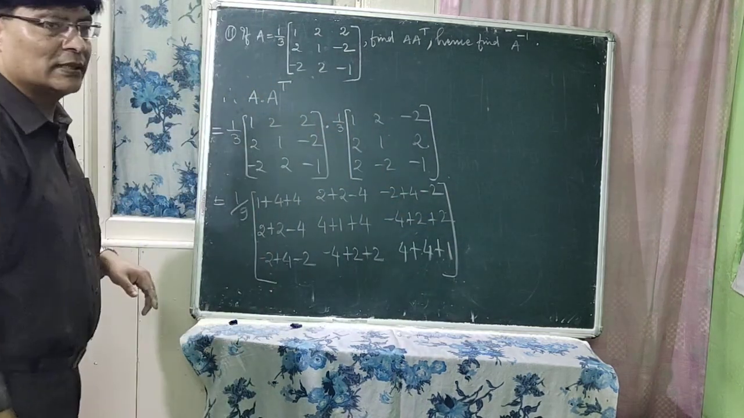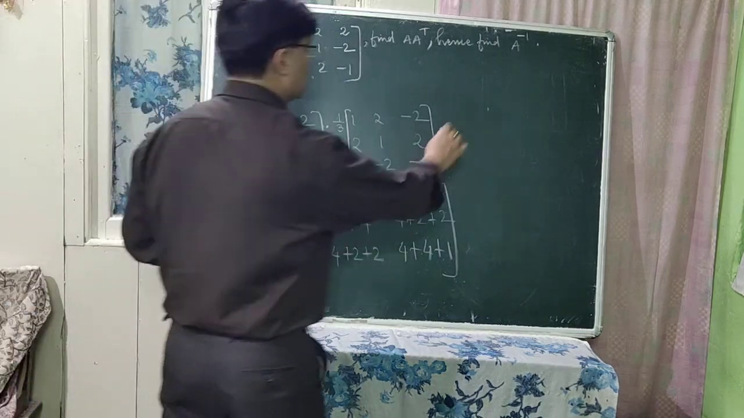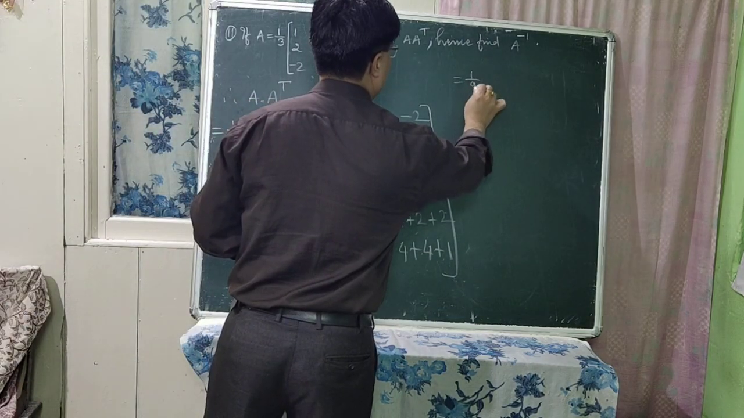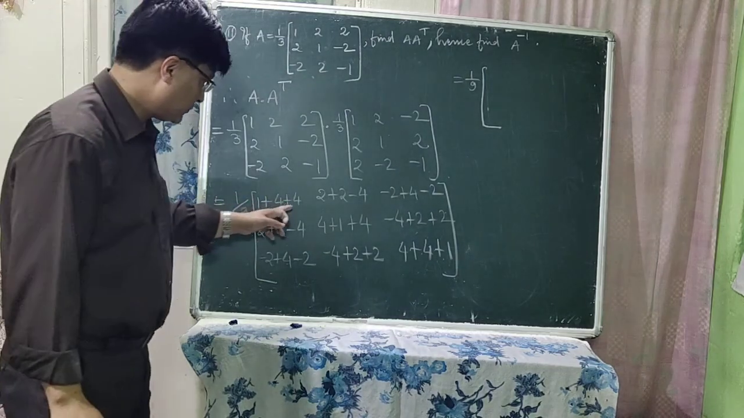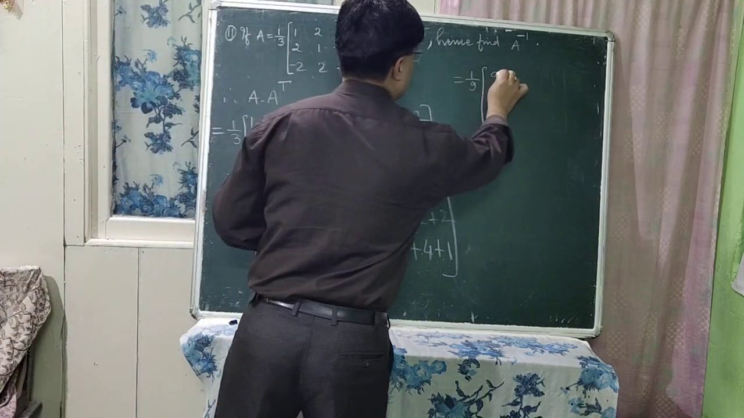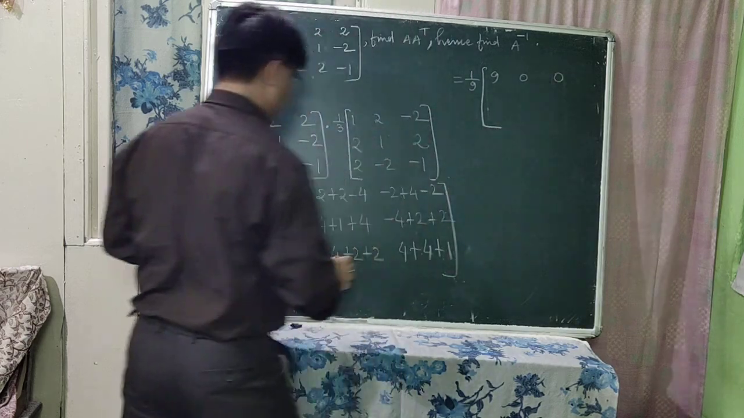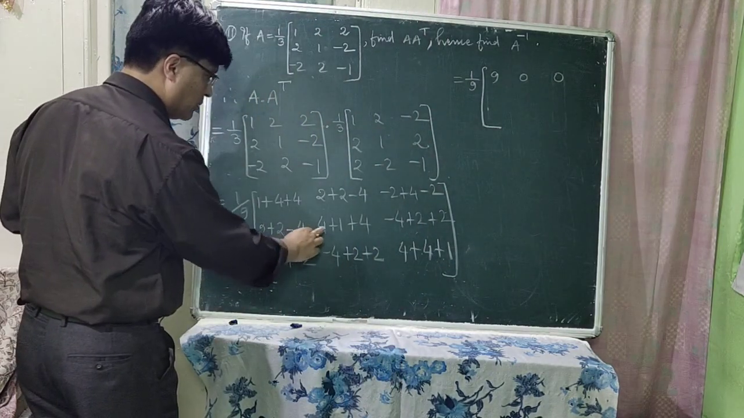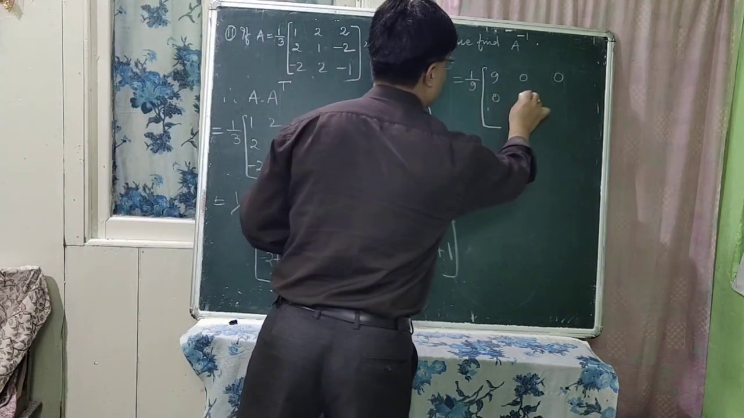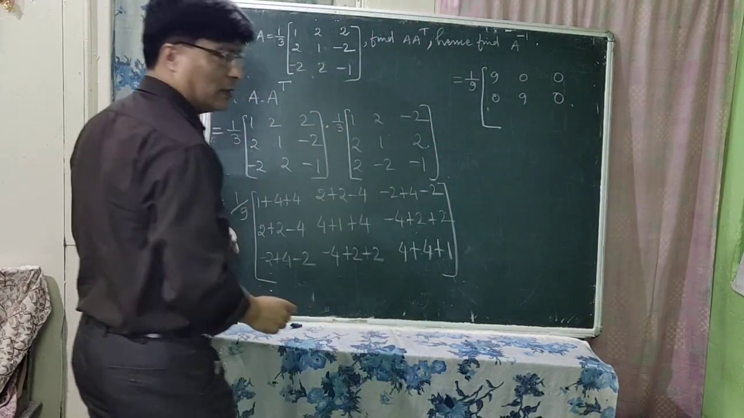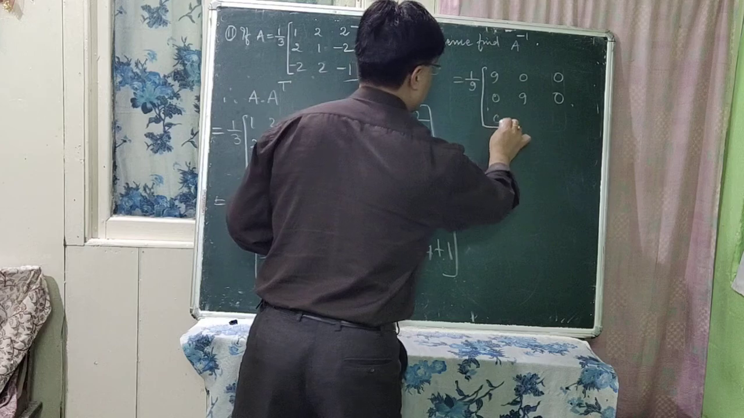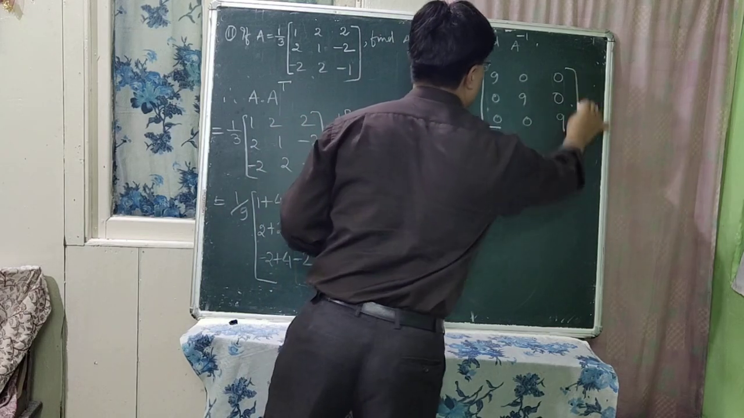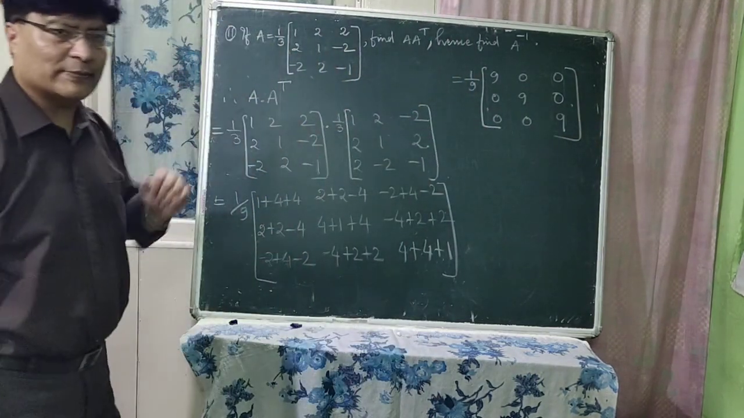So we got this matrix, which is equal to 1/9 times the matrix with 9 0 0, 0 9 0, and 0 0 9, right? So we got this matrix.